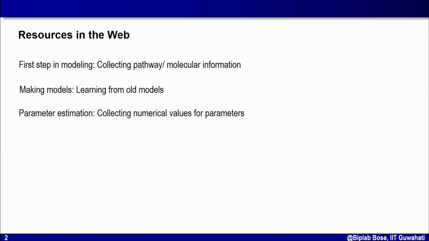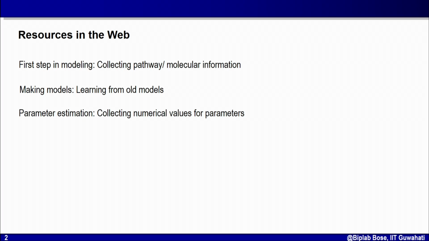In this last module, I will discuss certain useful resources on the web which you may find very useful while creating mathematical models for biological systems, particularly for cellular models involving cell signaling, transcriptional networks. So let us start. I will discuss 3 specific topics for which you may have to look into the internet to collect information.